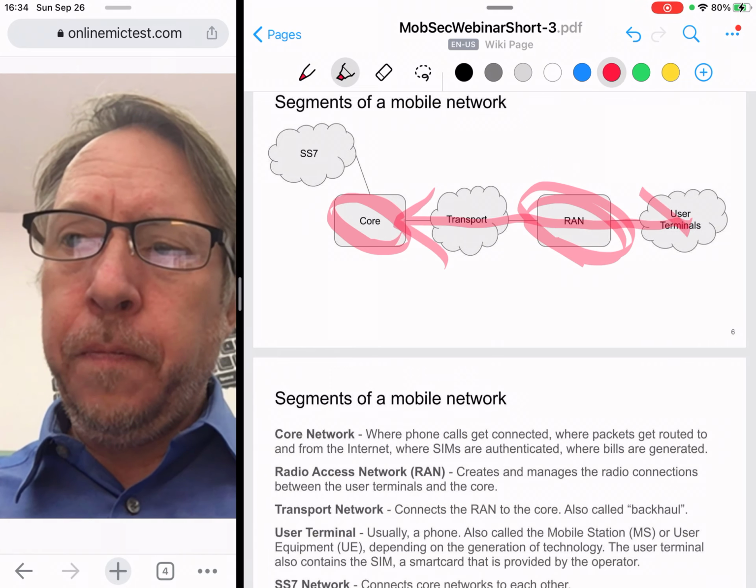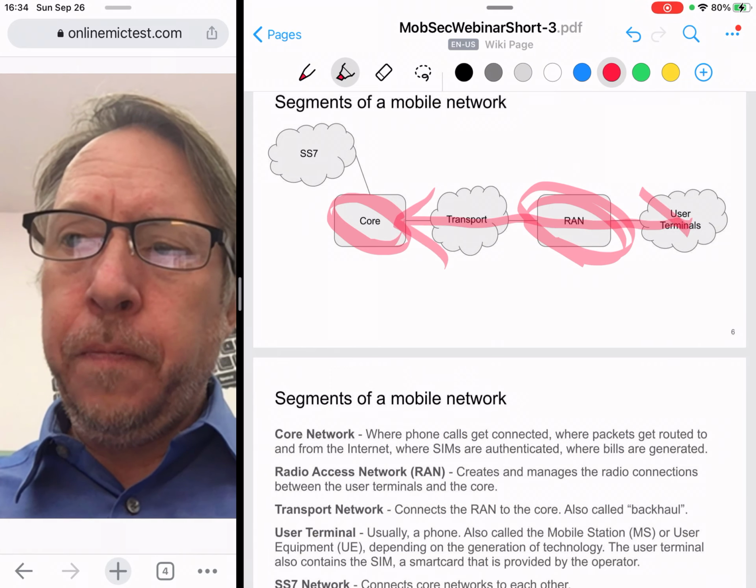Now we have the transport network. The transport network is also sometimes called backhaul. This is the data network that connects the radio access network to the core. We have user terminals. These are the phones or embedded modem modules or tablets or whatever endpoint devices.